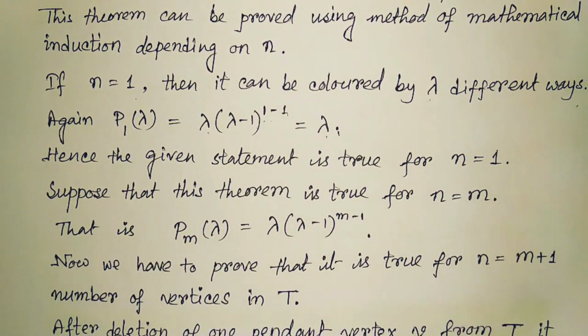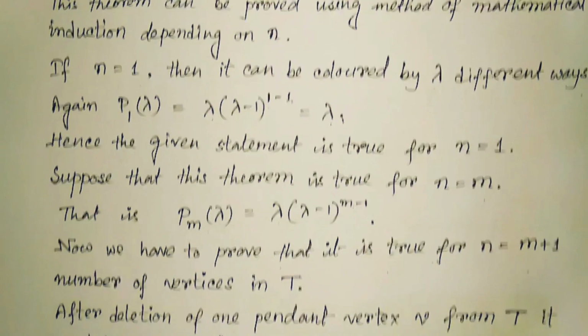Now suppose that this theorem is true for m. That means when n equals m, then the theorem is true. Hence, we can assume that P_m of lambda is equal to lambda into lambda minus 1 to the power m minus 1 by the mathematical induction. Now we have to prove that the theorem is true for n equal to m plus 1. So the number of vertices now is m plus 1.